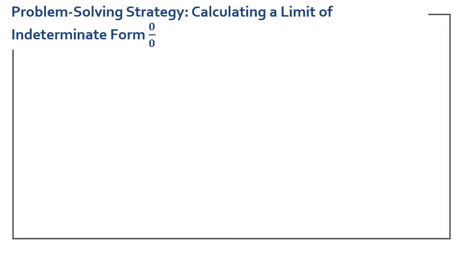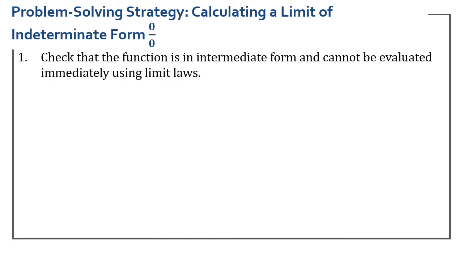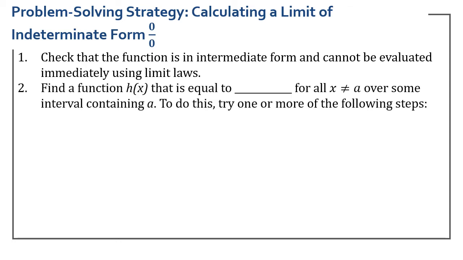So now that we have a bunch of limit laws, let's put together a problem-solving strategy for calculating a limit when f of x over g of x has the indeterminate form 0 over 0. First, we want to check that the function is an indeterminate form and cannot be evaluated immediately using limit laws. If we can just use limit laws like we did in the last few examples, then it should be easy, quick, done. But if we can't, then we're going to go through and follow these steps.